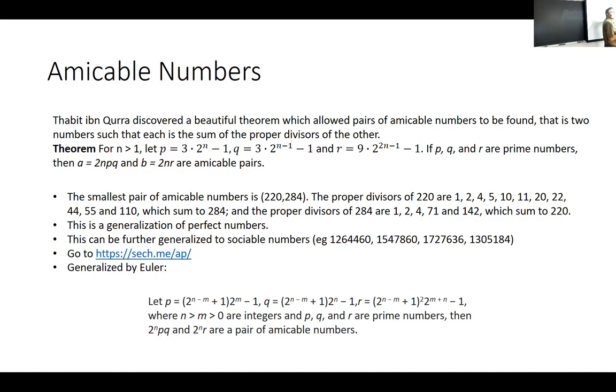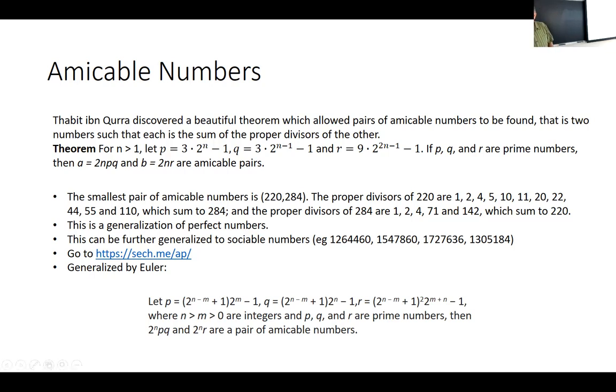You take the divisors of 284, add them up, and you get 220. So whereas perfect numbers are kind of like a 1 cycle, amicable numbers are a 2 cycle. You can generalize that to sociable numbers. So here are 4 numbers. This is the sum of those divisors, that's the sum of those divisors, that's the sum of those divisors, and the sum of these divisors is back right here. So you get like a 4 cycle.